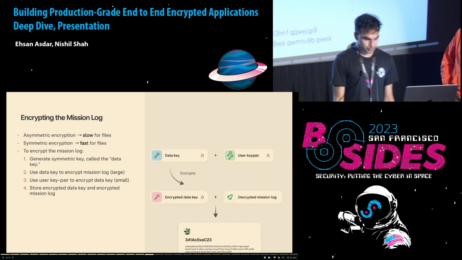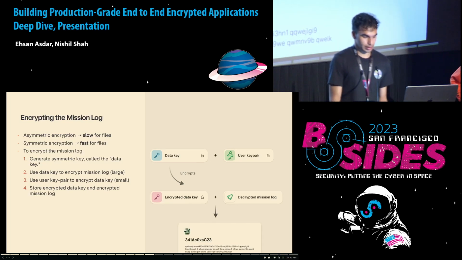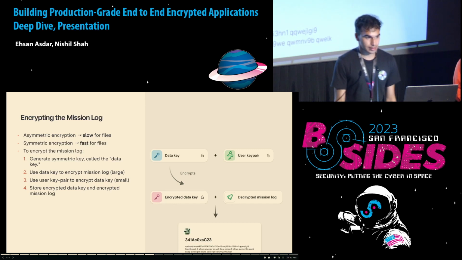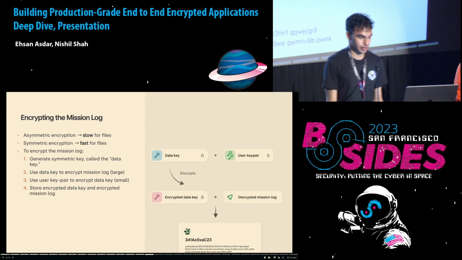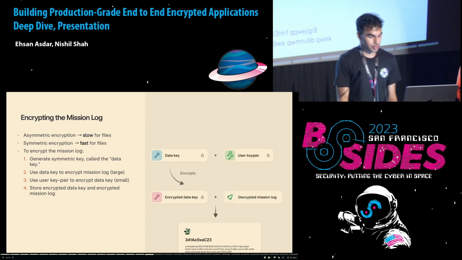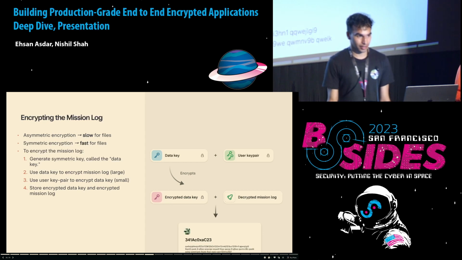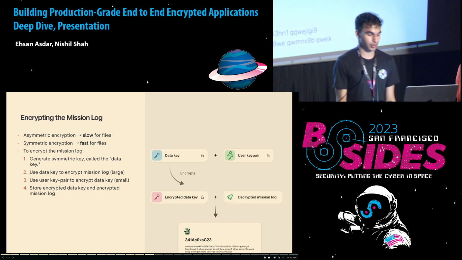So what we'll do is we generate a symmetric key called the data key. This key is very small, like maybe 32 bytes, 32 characters. And we'll use the data key to encrypt the mission log with a symmetric cipher. This is very fast because a symmetric cipher is fast at encrypting large amounts of data. And then we use the user key pair to encrypt the data key itself. And this is also very fast because the data key is very small. It's only 32 bytes. And then we'll store two things: the encrypted data key, and the encrypted mission log.